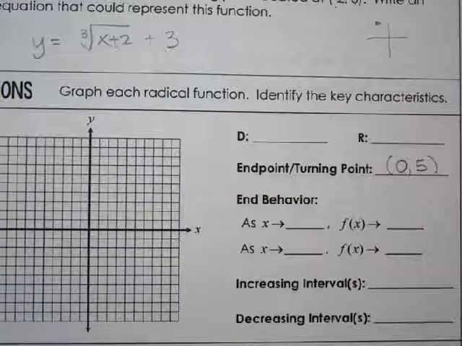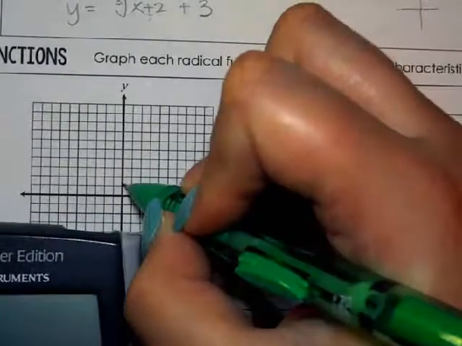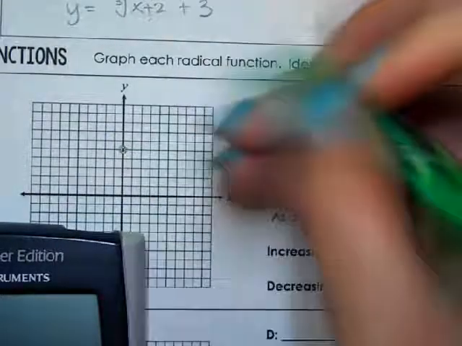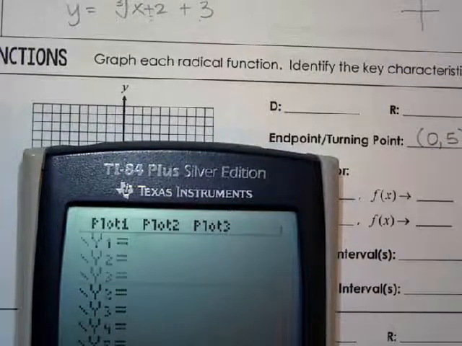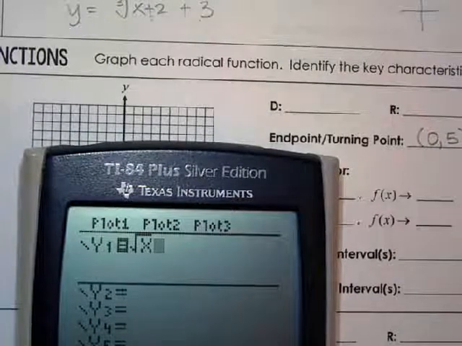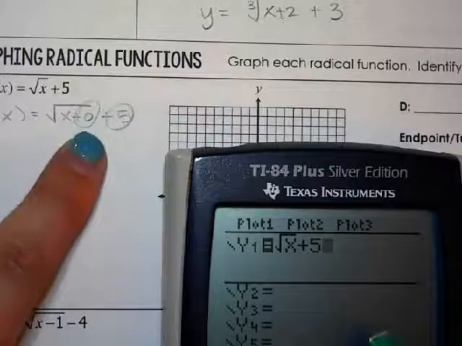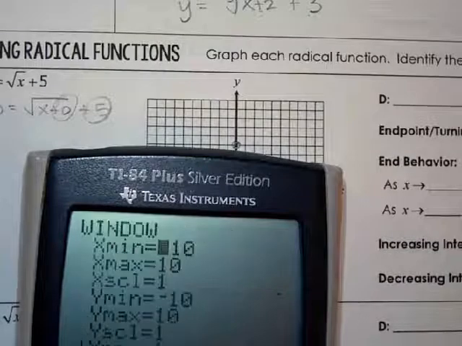So we got 0, 1, 2, 3, 4, 5. So square root x plus 5, and then you can type it. When you type it in your calculator, you can type it in the original way, or you can type it in with the plus 0, plus 5. It doesn't matter. They're both the same. So this is what our graph is going to look like.